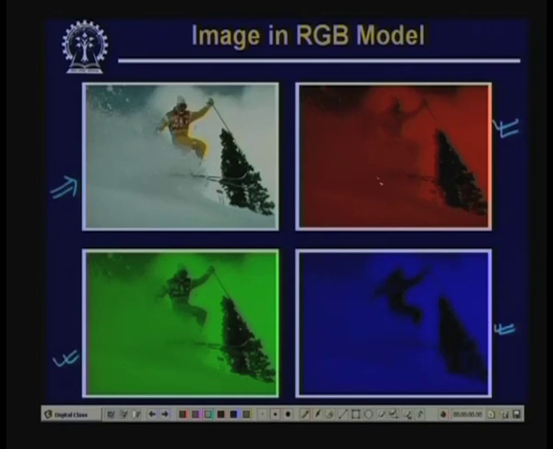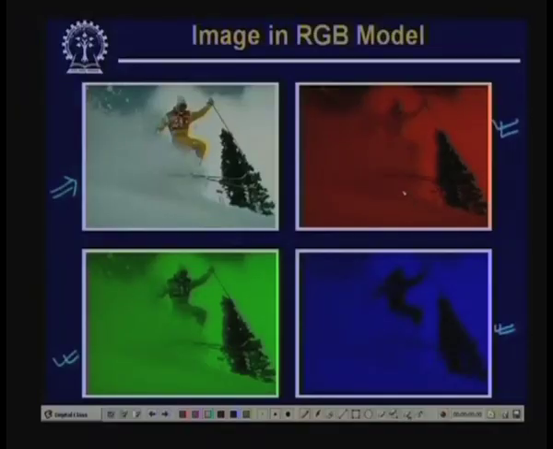Though we have represented these 3 different components in different colors, that is red, green and blue, they are actually monochrome images, that is black and white images, and these black and white images are used to excite the corresponding phosphor dot on the color screen. So, the red component will activate the red dot, the green component will activate the green dots and the blue component will activate the blue dots. And when these 3 dots are activated together with different intensities, that gives you different color sensation.